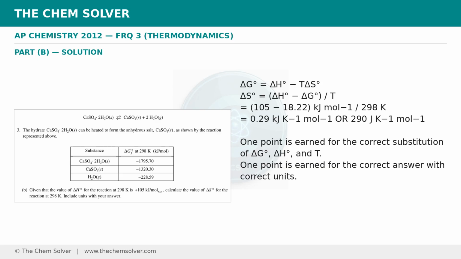1 point is earned for the correct substitution of ΔG°, ΔH°, and T. 1 point is earned for the correct answer with correct units.